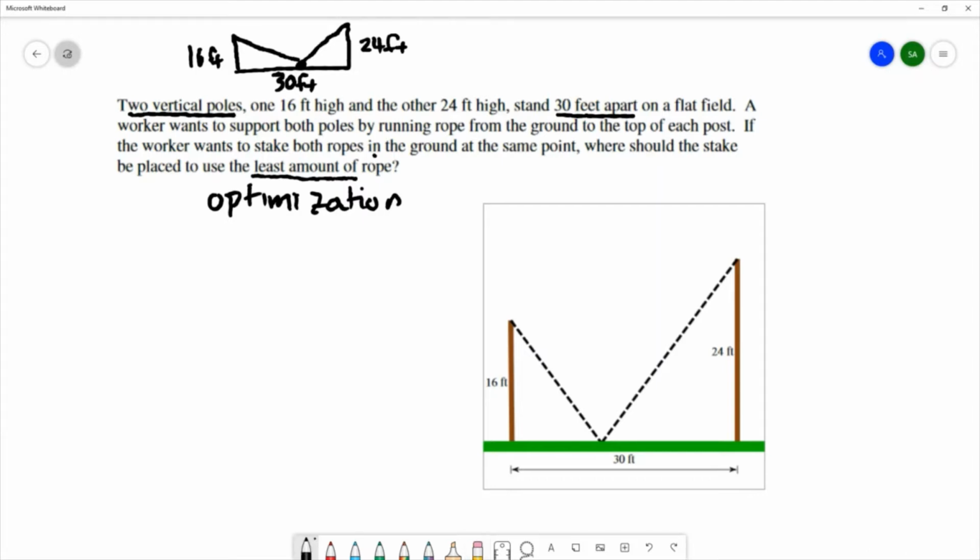So I want to let x be the distance between this pole on the left, which we have as 16 feet, and the point at which we stake the two ropes. And then because the total distance between the poles is 30 feet, I know that this value will be 30 minus x. So then we have a right triangle, and we can use Pythagorean Theorem to label these sides of the triangle. Pythagorean Theorem is a squared plus b squared equals c squared. c is the hypotenuse, and a and b are the legs. So where the rope is the hypotenuse.